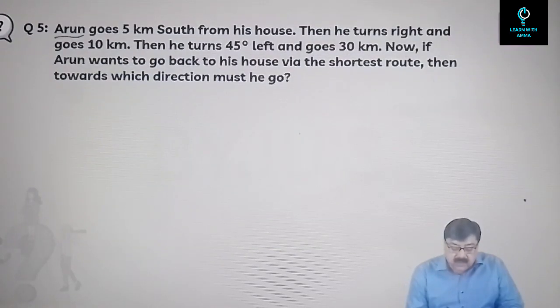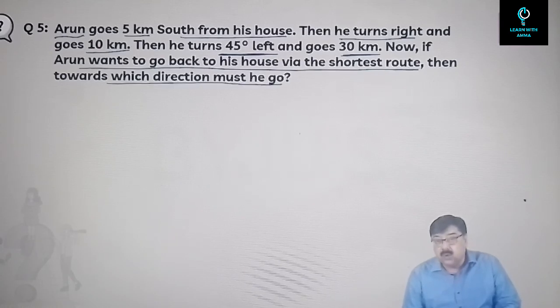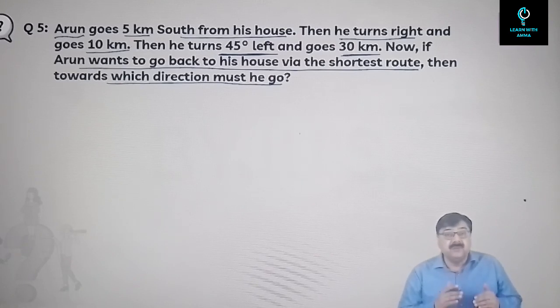In this question, Arun goes 5 kilometers south from his house. Then he turns right and goes 10 kilometers. Then he turns 45 degrees left and goes 30 kilometers. Now if Arun wants to go back to his house via the shortest route, then towards which direction must he go? Now again, there is a question which is involving direction from the final position to the initial position.